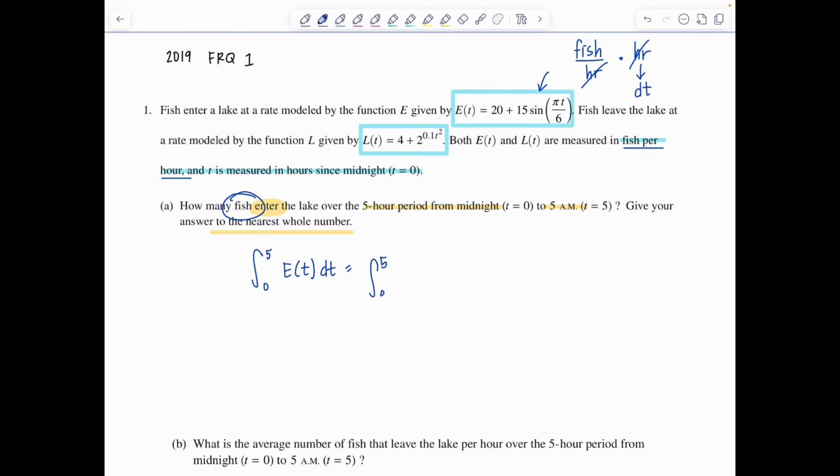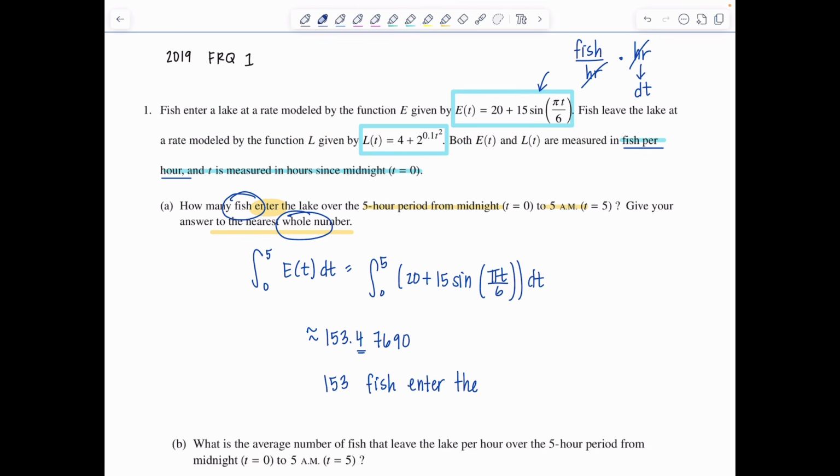And then the rest you just do in the calculator, so nobody needs to see you. I mean, this is a very doable integral, but why, if you're not going to get credit for doing that, okay? So this comes out to approximately 153.45769. They want the nearest whole number. So you look here, that 4 is not 5 or greater, so you're going to round to 153 fish enter the lake from midnight to 5 a.m. Look at them go. Okay.